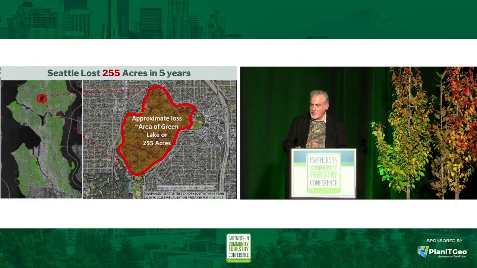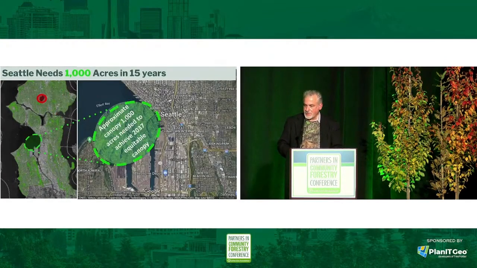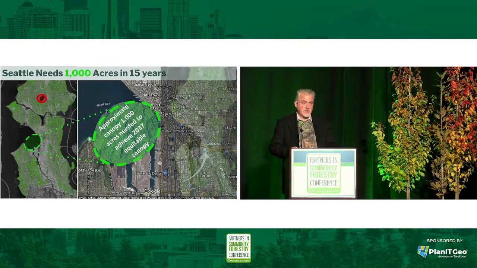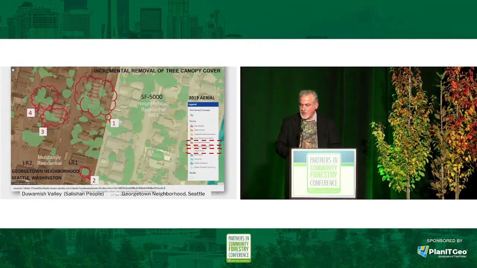Overall, in the past 5 years, Seattle has just recently updated its LIDAR study, and we've discovered that we lost about 255 acres of canopy, which is kind of represented in this area of Green Lake in terms of physical area. Moreover, Seattle, like many communities, has a plan for how many trees we want to have by 2037. That's just 15 years away. In my opinion, if you haven't planted that tree now, we might not reach that canopy. It turns out to be about 1,000 acres of tree canopy needed to reach our comprehensive plan goal.